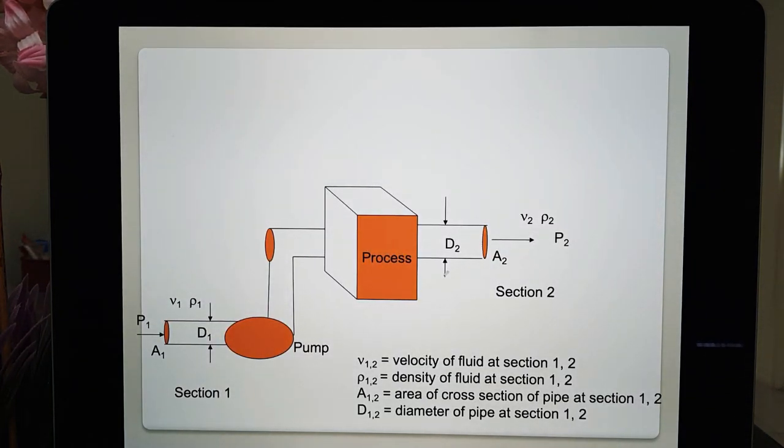Again, this is the same schematic diagram, showing how the Bernoulli equation is used for transportation of the fluid, whereby we have the kinetic energy, the pressure energy, as well as the potential energy at section 1 as well as at section 2, when the fluid is transported from one section to another section.